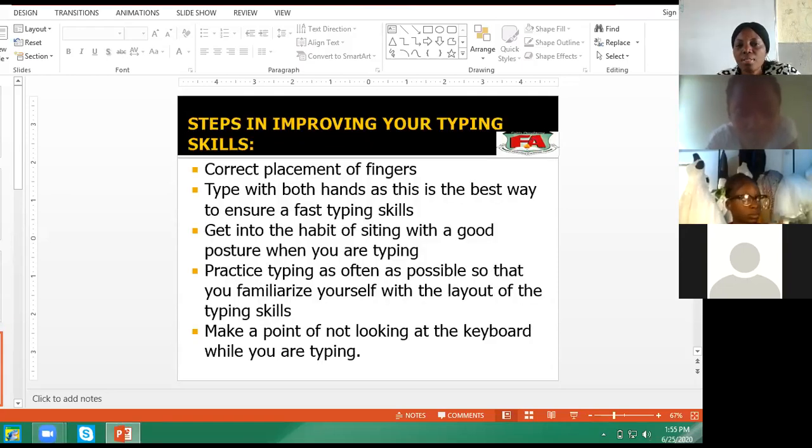What are the steps? Steps in improving your typing skills. That is what must you do if you want your typing skills to be improved, that is, to be more efficient when you are typing? Number one, correct placement of fingers.